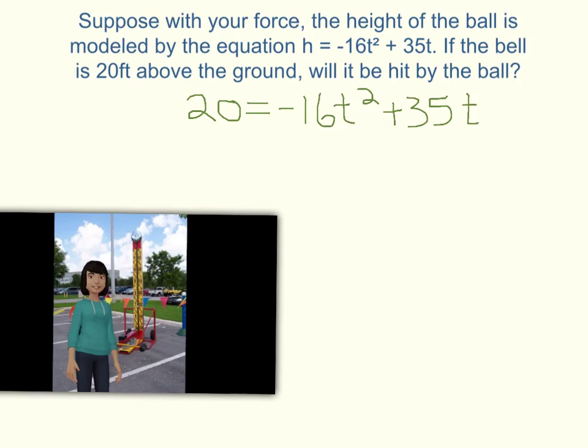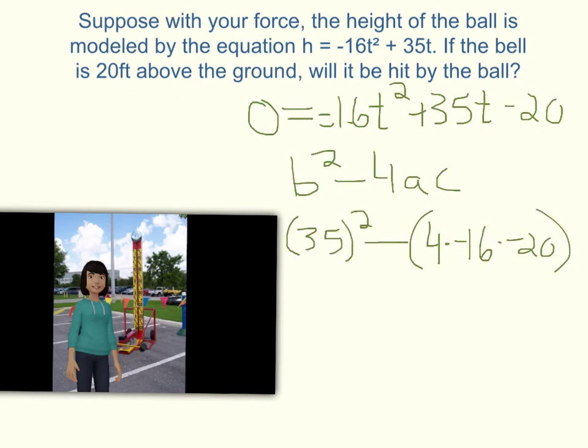So we're going to plug in 20 for h and use the discriminant to determine if there is a solution. If there's a solution, that means it's possible that your ball will hit 20 feet high and ring the bell. If there's no solution, then your ball with this force will not be able to go 20 feet high and not hit the bell. But first, before I can use the discriminant, I have to make sure it's set equal to 0, just like when we use the quadratic formula.